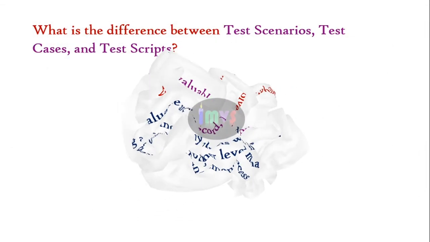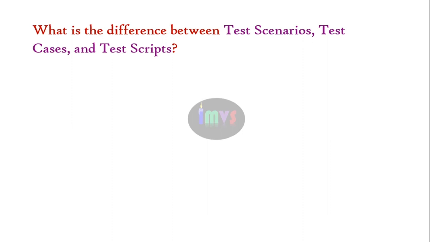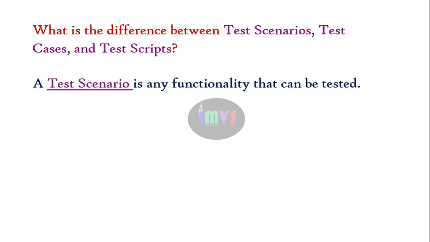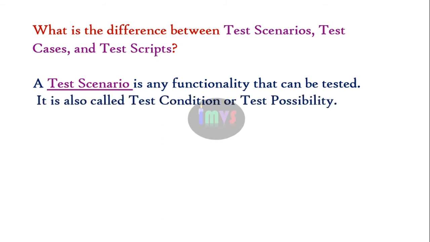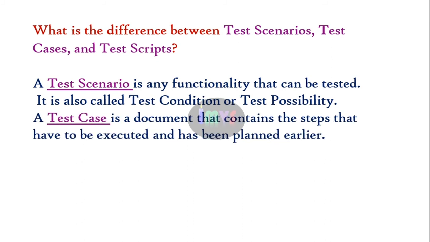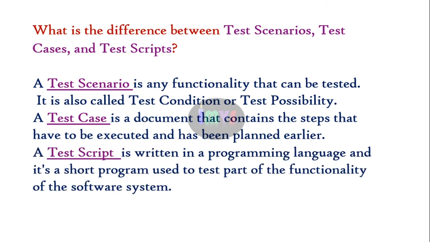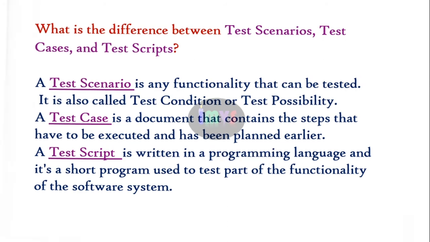What is the difference between test scenarios, test cases, and test script? A test scenario is any functionality that can be tested. It is also called test condition or test possibility. A test case is a document that contains the steps that have to be executed and has been planned earlier. A test script is written in a programming language and it's a short program used to test part of the functionality of the software system.